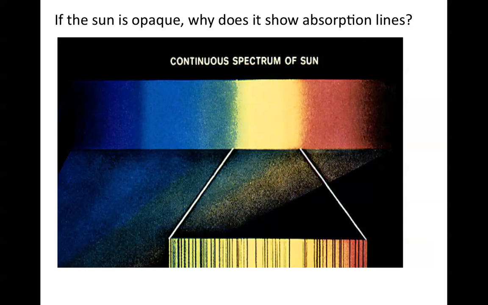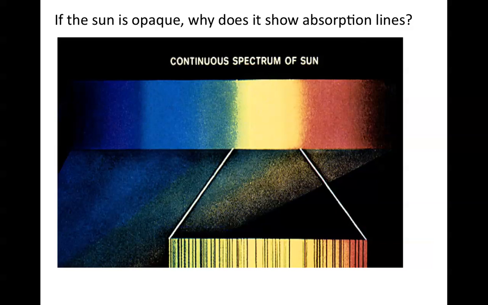So if you take a prism and you split up the light of the Sun, you see the colors of the rainbow. But if you split it up even more finely, as Fraunhofer did for the first time about 2 centuries ago, you see that these colors are punctuated by dark lines, places where there's less emission coming through to us at those particular wavelengths. So how does this happen?